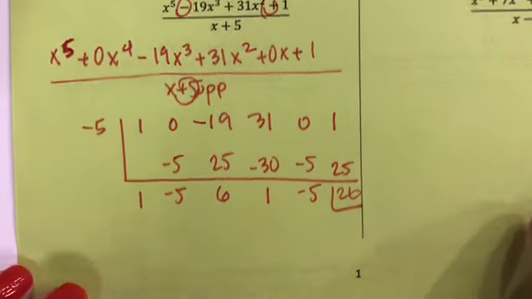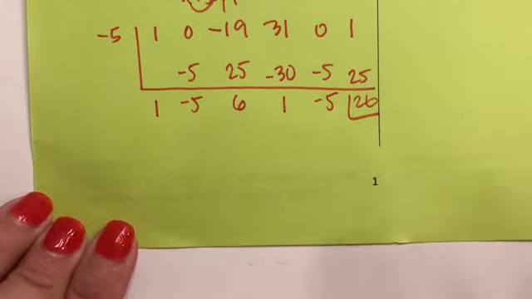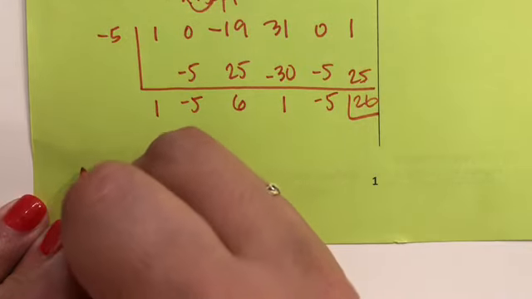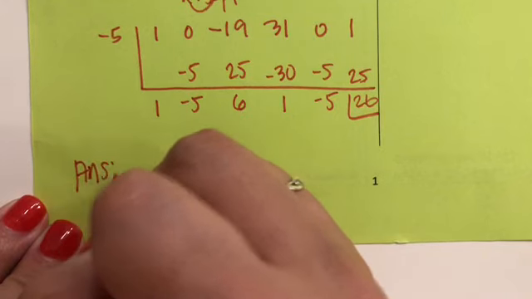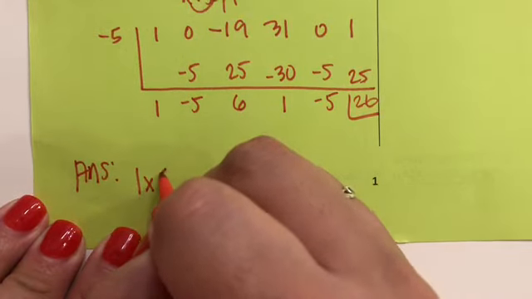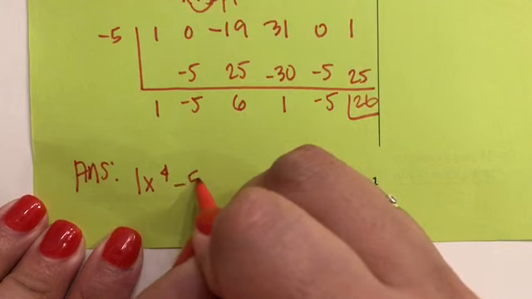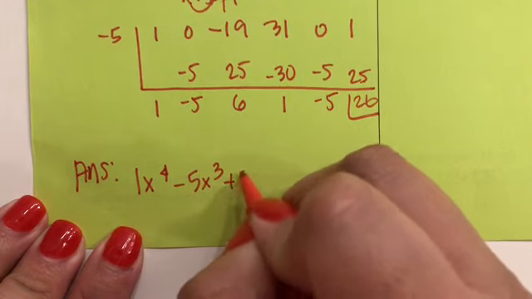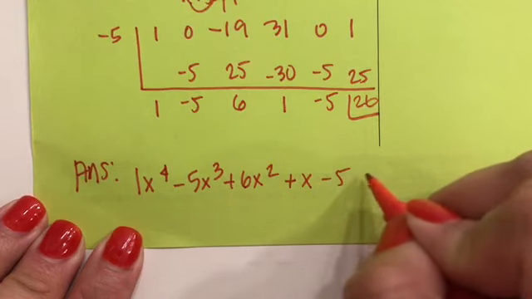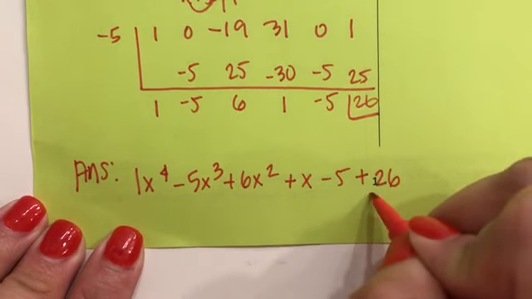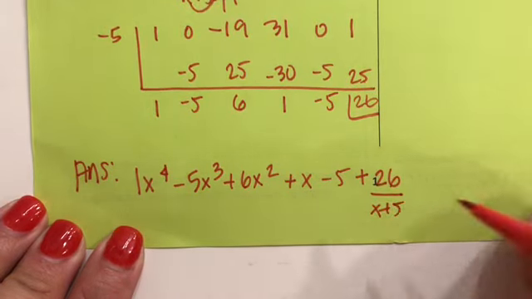That's my remainder. My solution is going to be 1, so this is my answer: 1x to the 4th minus 5x to the third plus 6x squared plus x minus 5 plus 26 over x plus 5.